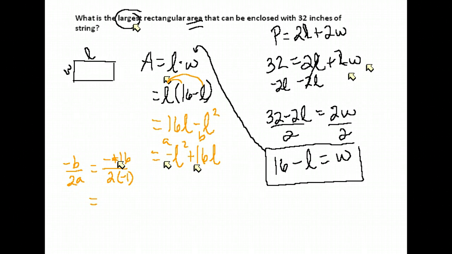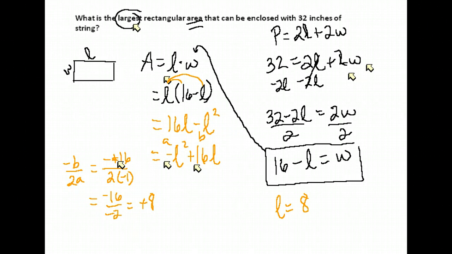Notice, please, that I made a typo right there when I switched my values. It should have been a plus 16. This would be negative 16 over 2 times negative 1, which gives me 16 over negative 2, or positive 8. So I know that when I have a maximum, my length is going to be 8.